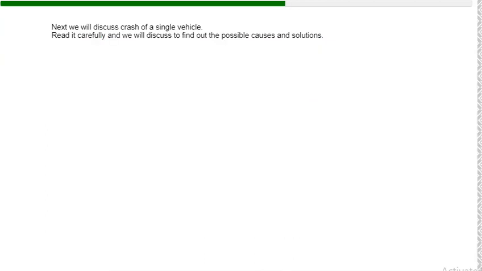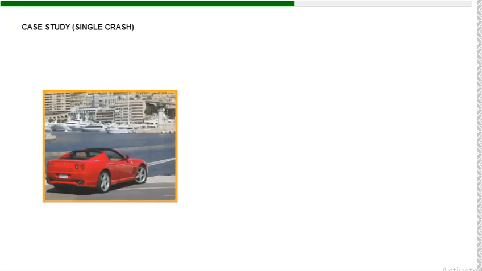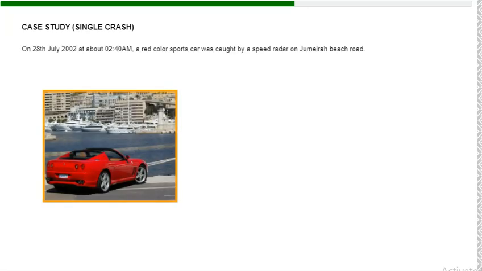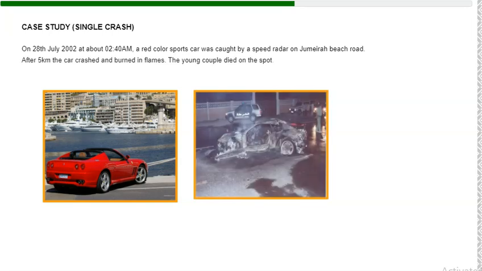Read it carefully and we will discuss to find out the possible causes and solutions. Case study: single crash. On July 28, 2002 at about 02:40 a.m., a red-color sports car was caught by a speed radar on Jumeirah Beach Road. After 5 kilometers the car crashed and burned in flames. The young couple died on the spot.